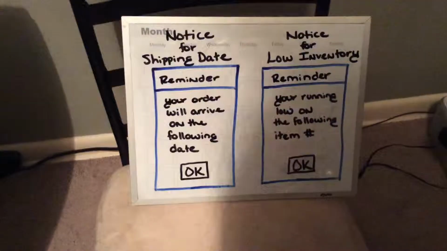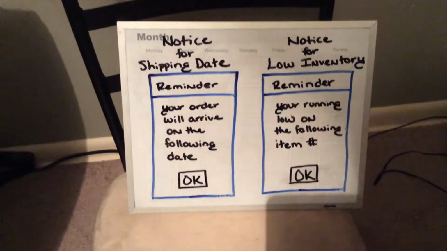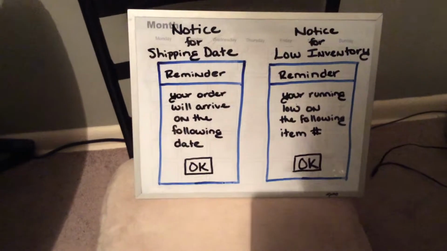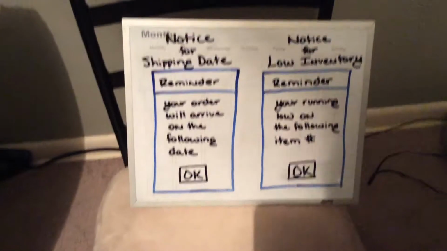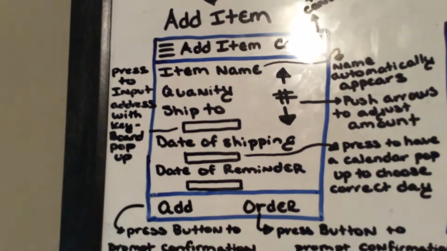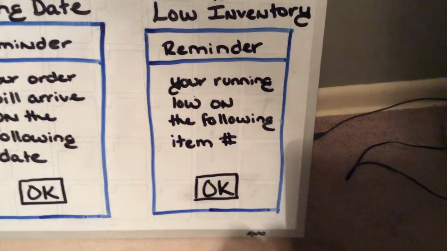The other two windows, I know this is getting a little bit too long, but these are the notices for both the shipping date and the low inventory. You'll have reminders whatever you're doing, even if the phone's off. You'll have a reminder that pops up and says your order will arrive on the following date. Hit OK when you actually put that date in the actual item, the add item page. And of course the date reminder will have it coming to you when you chose the date, and that will remind you when you have that date.